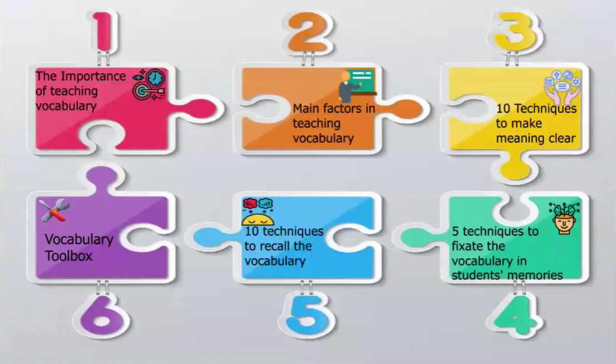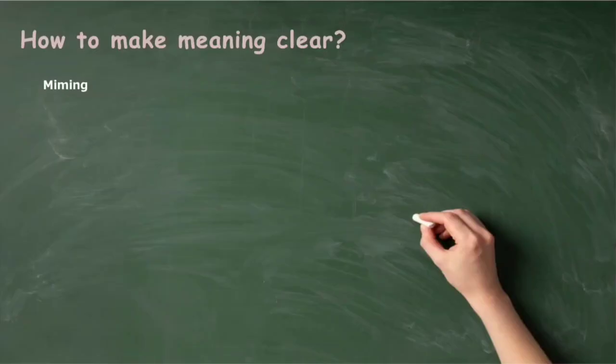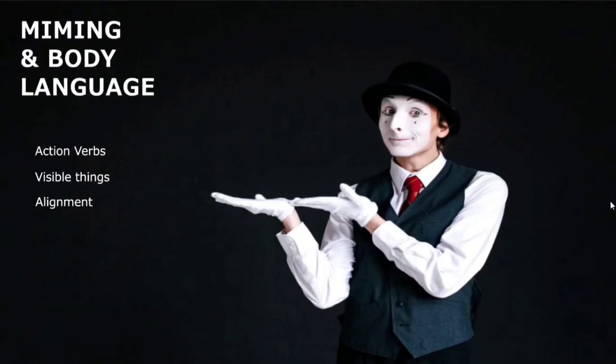Let's talk about 10 techniques to make meaning clear, or for better saying, how to elicit the meaning of the vocabularies. Number 1. Miming and body language.